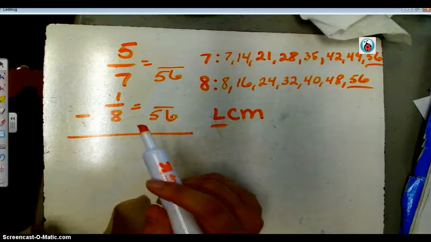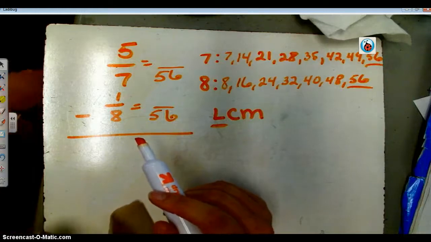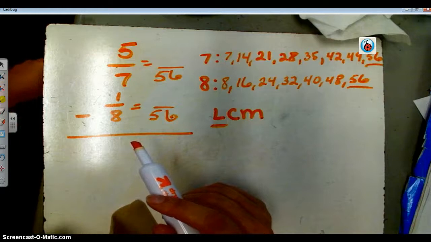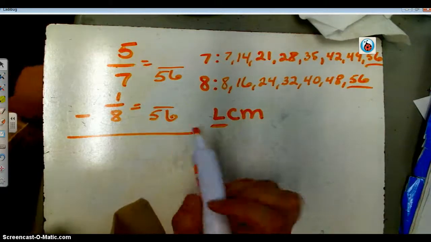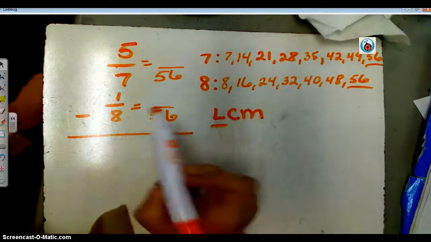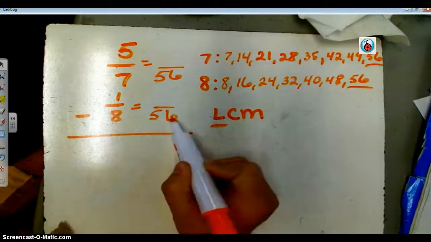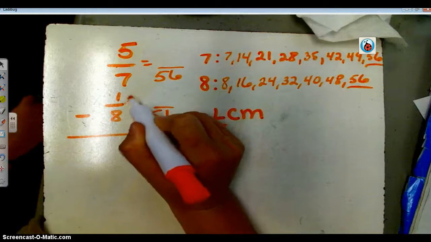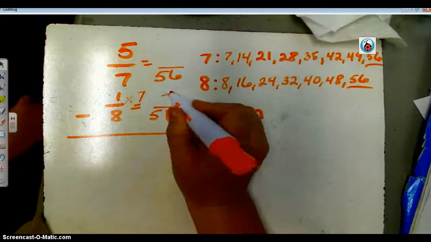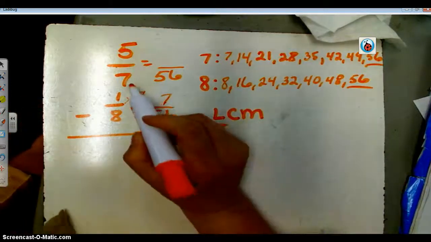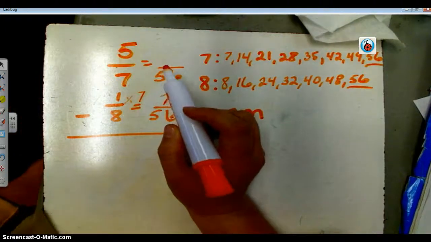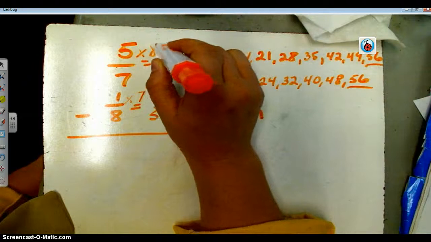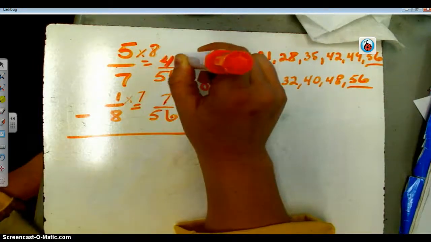Madison? Why 1 times 7? Okay, so first I have to figure out how many times 8 goes into 56, and like Madison said, 7. Then I multiply my numerator by 7, and it's just regular old 7. 7 goes into 56 how many times? 8. So now what do I do? 5 times 8. I have to multiply the numerator by 8 and get 40.